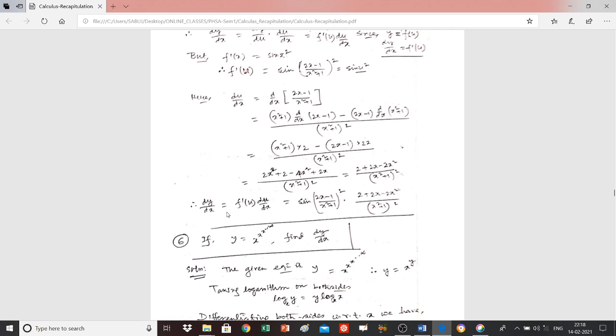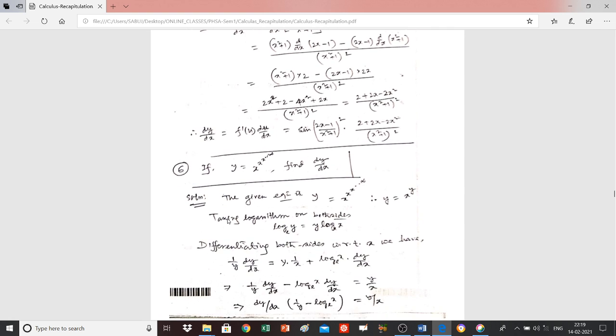So dy by dx is equal to f prime u into du by dx, and this was the relation that was found out here. So now f prime u, you have already known, the value of f prime u, that is here sine of ((2x minus 1) by (x square plus 1)) whole square, and then the value of du by dx, that is this value here, multiplied with this. This is the required value of dy by dx.